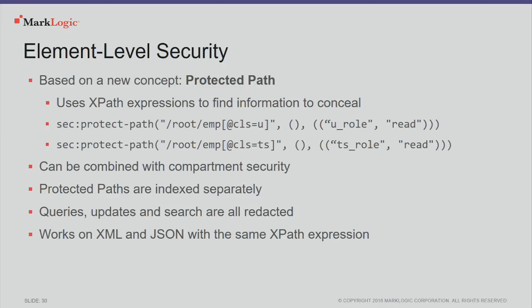This can be combined with compartment security, meaning that you may require multiple roles to actually see that piece of information. And it works in queries, updates, search, everything. This is available in early access. We have most of the queries and search. We still don't have updates, but you can start playing with this. It works across XML and JSON. Actually, the same rule, you can write a rule in JSON and it will hit documents in XML and JSON. Very flexible how you use and how you define how to classify information.